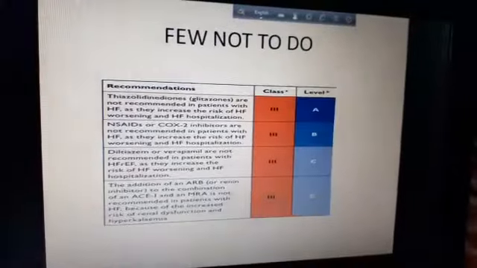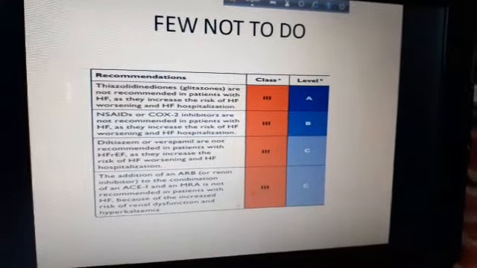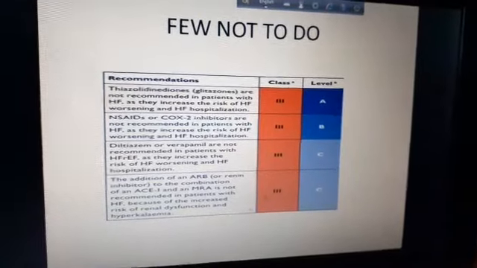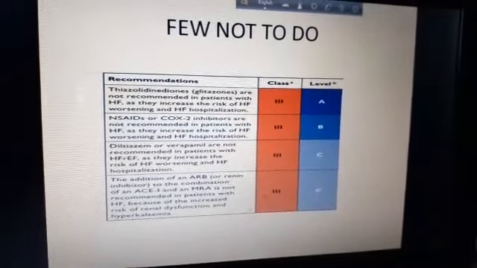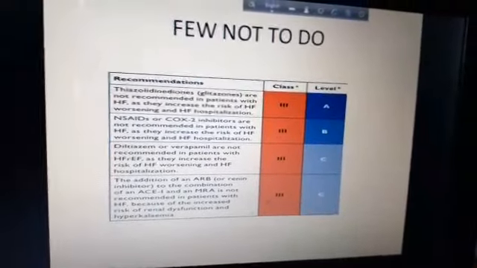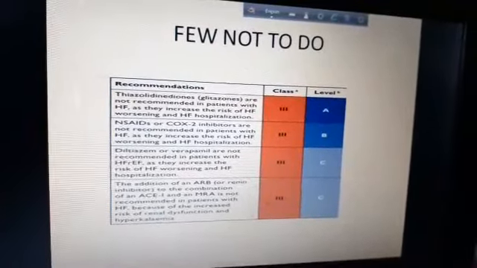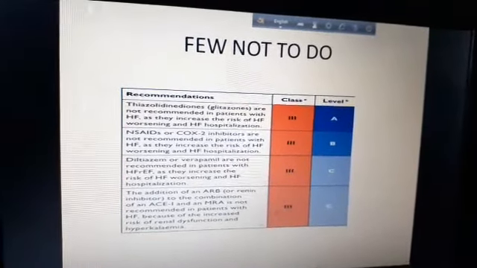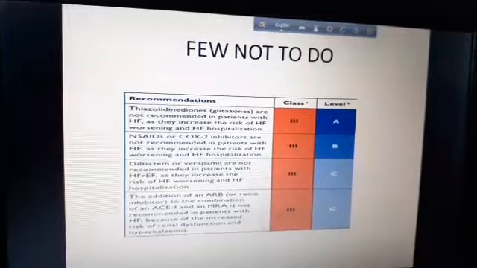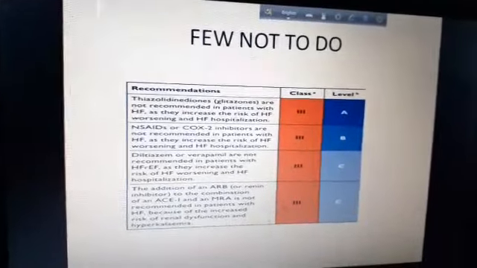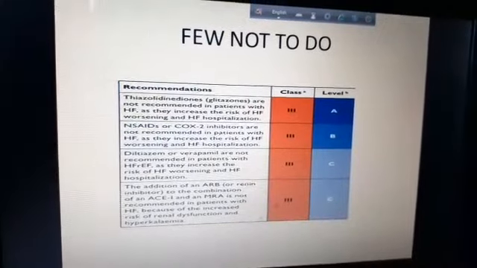A few things not to do. Thiazolidinediones, an antidiabetic drug, tend to promote salt and water retention, so they should be avoided. NSAIDs must be avoided because NSAIDs and COX-2 inhibitors cause salt and water retention. By acting on the kidney they cause a decrease in the GFR, and that promotes salt and water retention, which is aggravated by heart failure. So they must be avoided.